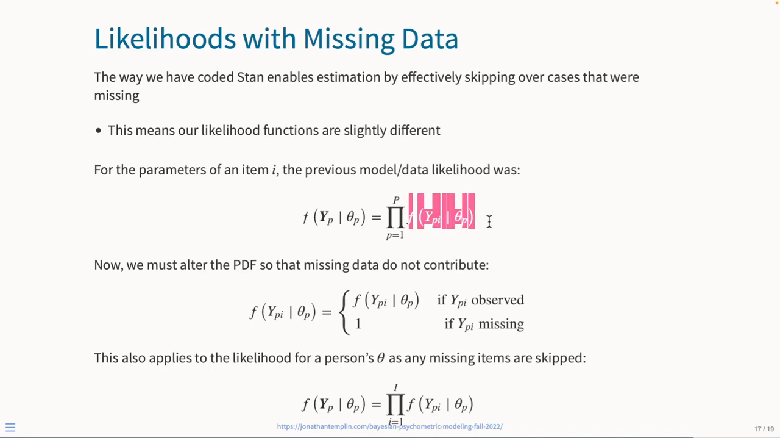By skipping the missing data, it's effectively like saying we now have a piecewise function for the likelihood. If we observe the data, use the likelihood. And if we did not observe the data, put the value 1 in. Because that still looks like it's there. It's just the value of 1, right? This also applies to the person likelihood as well. If a person, when we go and look at that first person's theta, we'll need to put a 1 in that step. Alternatively, you could change the product across the people that you have there.